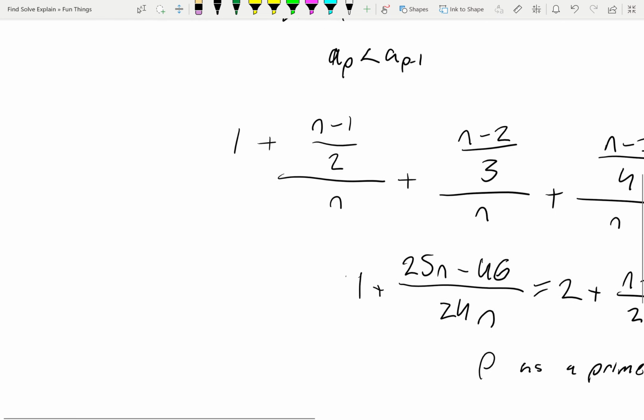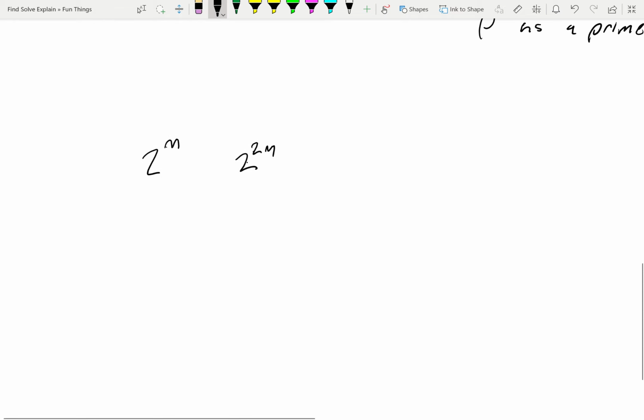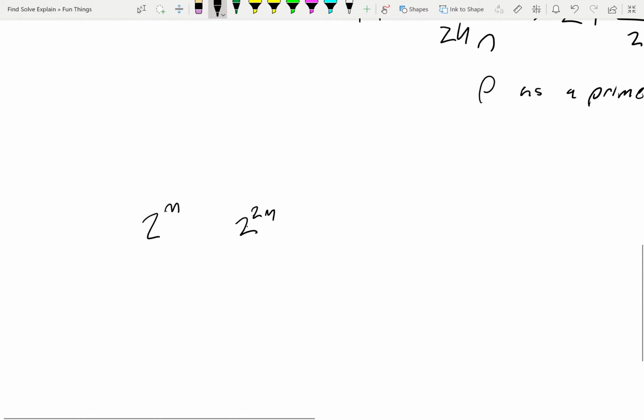So, what I used for this were powers of 2: 2 to the m and 2 to the 2m, using a different variable. First of all, we have to investigate how these actually work when we put them into the function, when we take n equals 2 to the m.